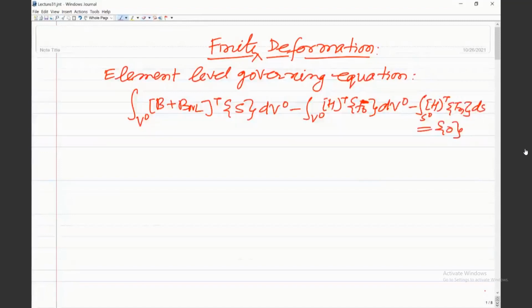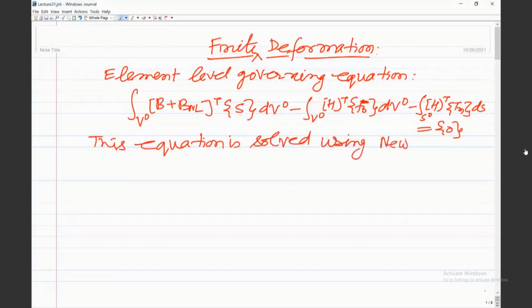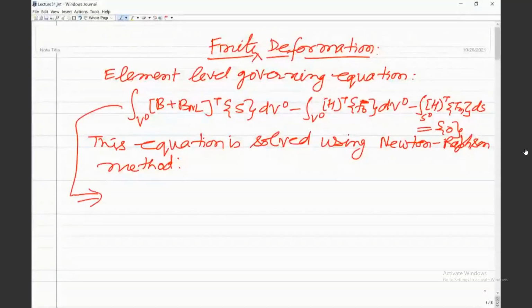So this is where we left in the last class. We got the element level governing equation like this, and we said that it is nonlinear. So now we want to solve this equation using the Newton-Raphson method. For that, we write this equation in the incremental form.